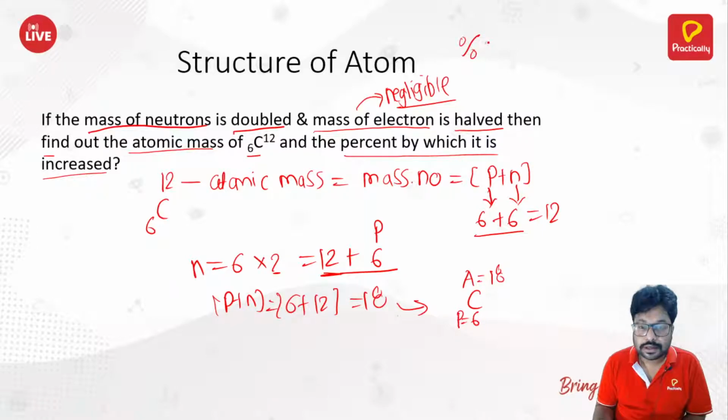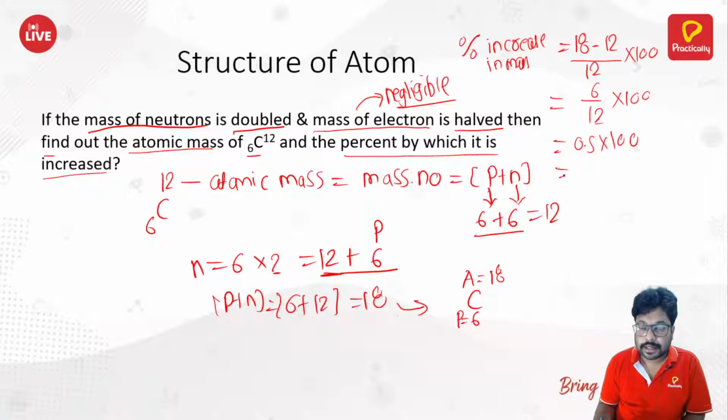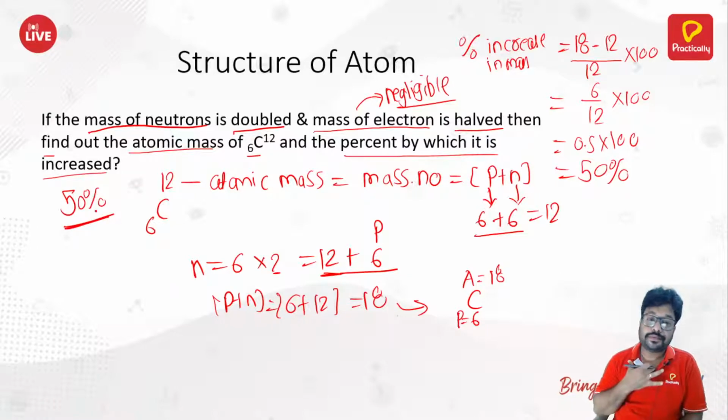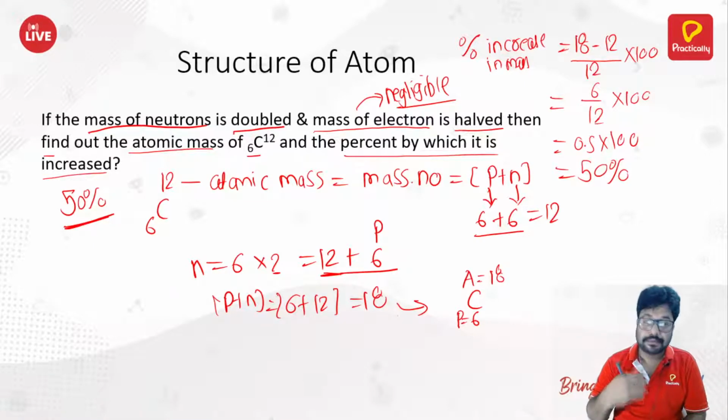See, the percentage increase in mass should be 18 minus 12, right? What was the original mass? 12. So 18 minus 12, 6 by 12 into 100. 6 by 12 is how much? 0.5 into 100. That is equal to 50%. The percentage by which mass should increase is 50%. And that's how you can calculate the percentage by which mass can be increased.